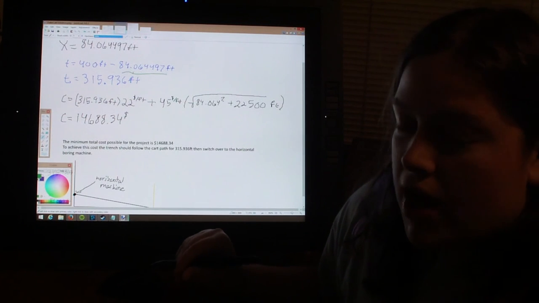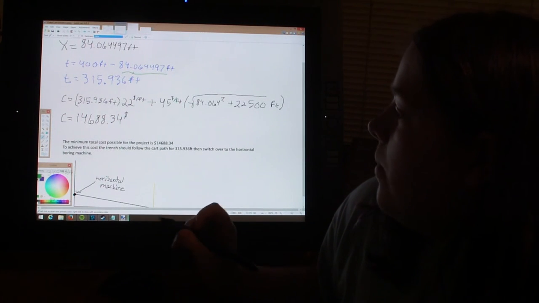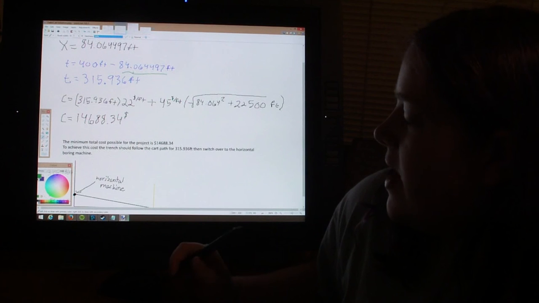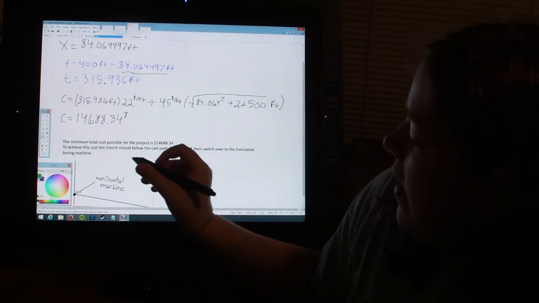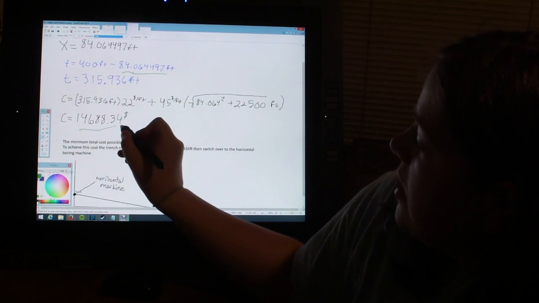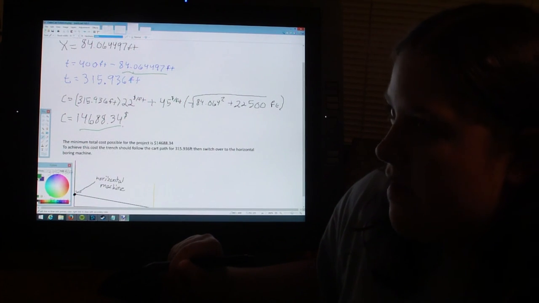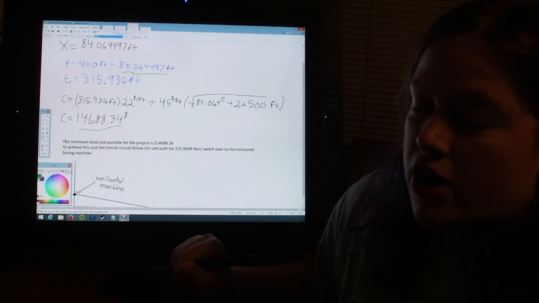The total cost for our company, if we take this plan, will be $14,688.34. There is no value less than this, so this will be the most cost-effective plan for our company to take.